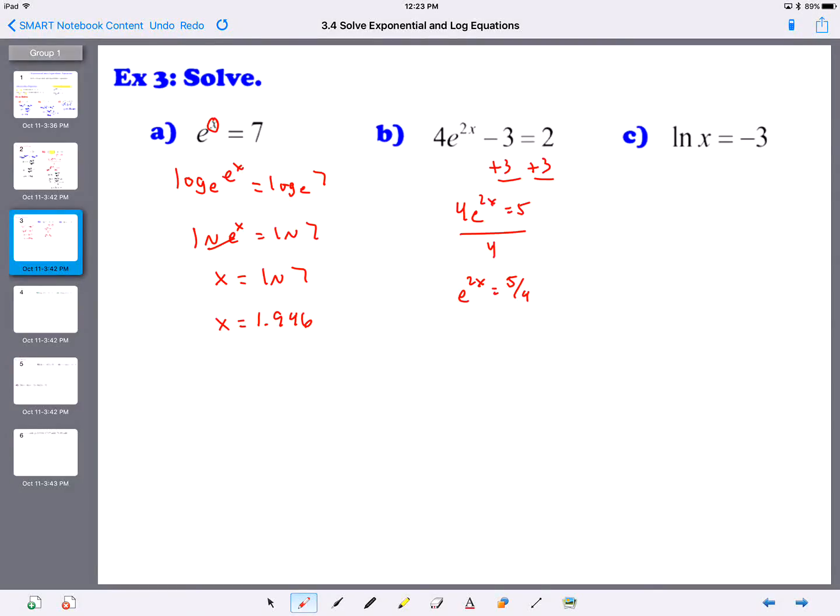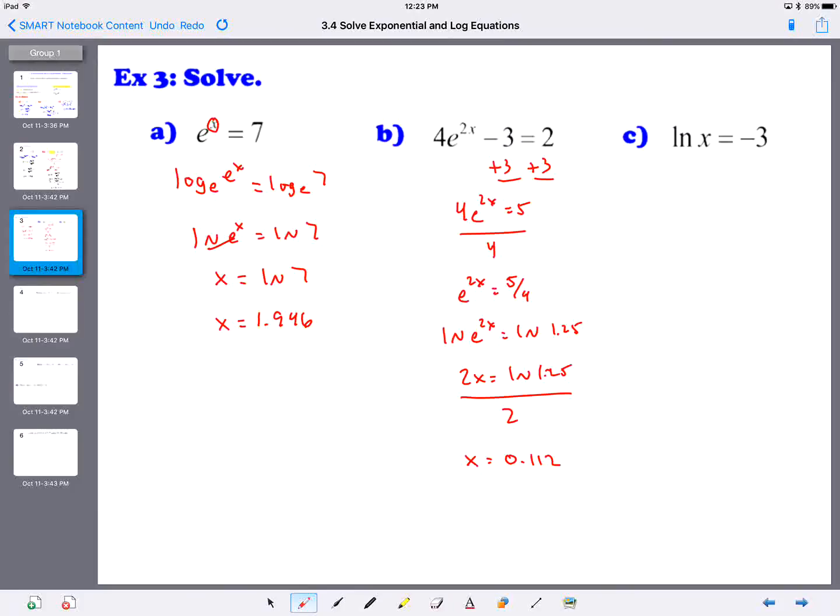And then now we can use the natural log of e raised to the 2x and the natural log of 5/4, or 1.25. And so that cancels, and it leaves you with 2x equals natural log of 1.25. And then divide all of that by 2. So natural log of 1.25 divided by 2, plug it in your calculator, and you get 0.112. So that's how you solve exponential equations, is by using the inverse, which is logarithms.